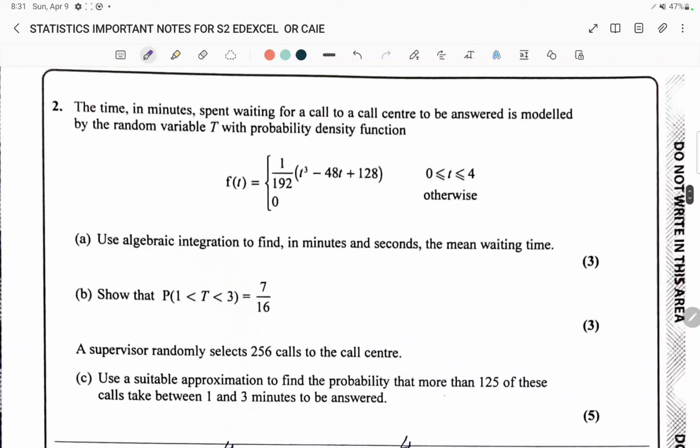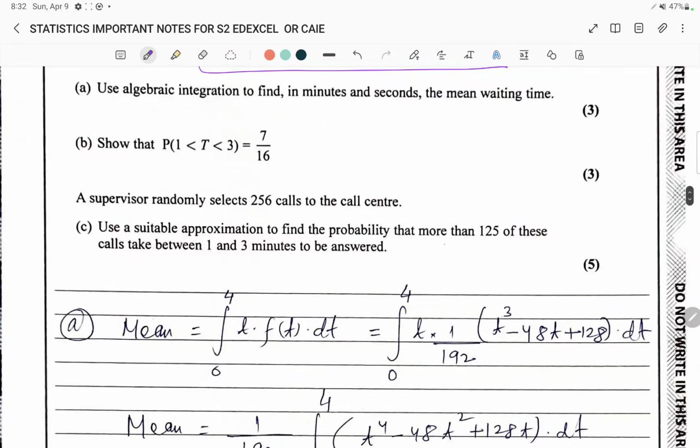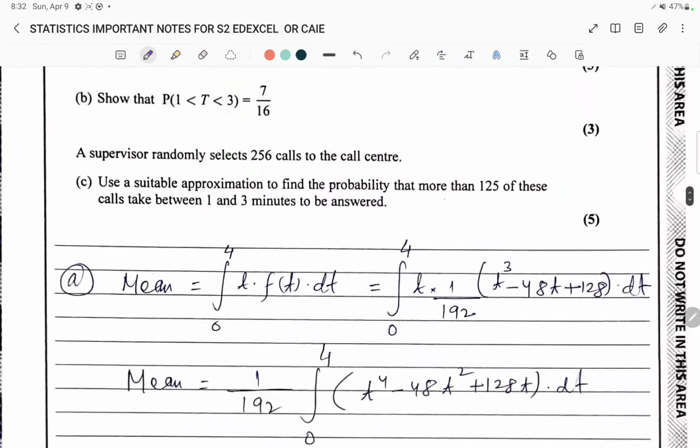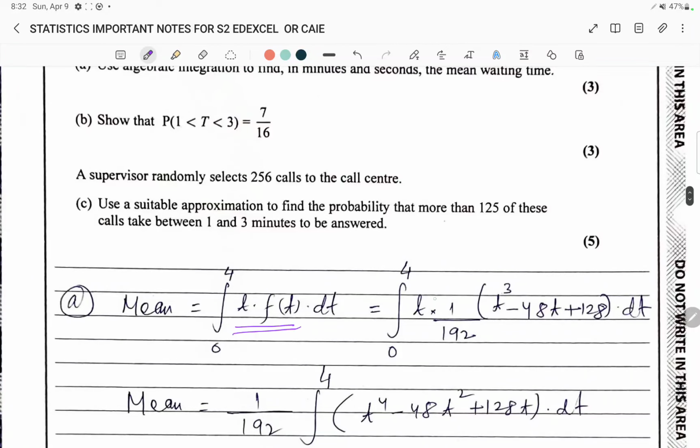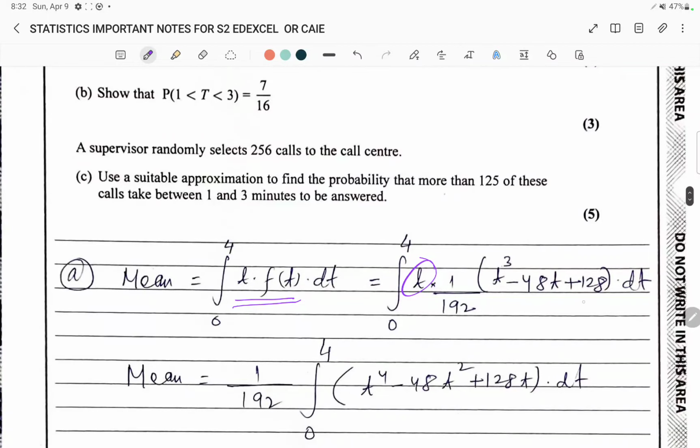Now next, the time in minutes spent waiting for a call to a call center to be answered is modeled by a random variable T with a probability density function. This is given to us. Use algebraic integration to find the mean waiting time in minutes and seconds. So the integration from minus infinity to infinity of t f of t, but in this case we have 0 to 4 only. So t f of t, and f of t is already given: 1 over 192 times (t cubed minus 48t plus 128), right?